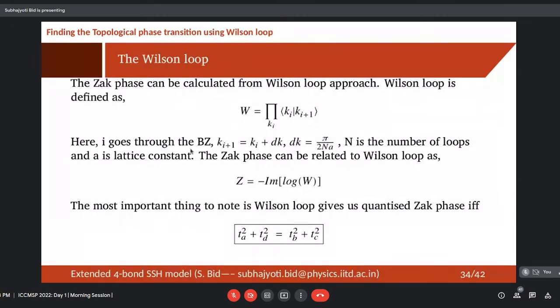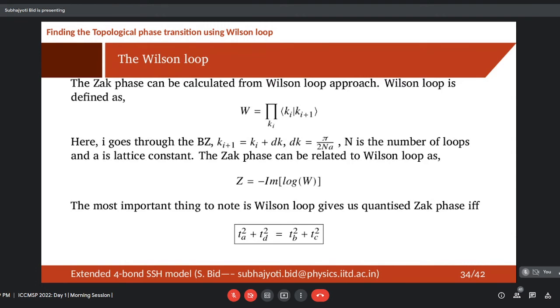Thank you. Yeah. And just another question. I'm just wondering about this quantization condition, right? That Ts square plus Td square equals Tv square plus Tc square. Is this somewhat related to taking the Wilson loop approach? I think this is invariant, right? No. This is not invariant. This is related to the inversion symmetry of the problem.